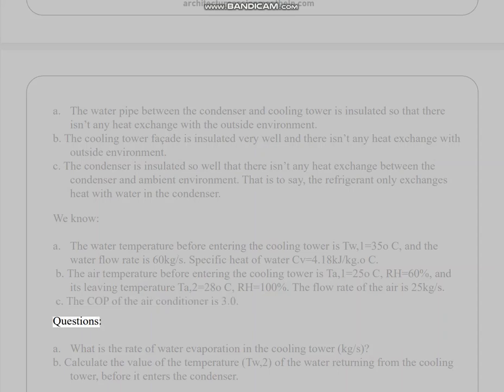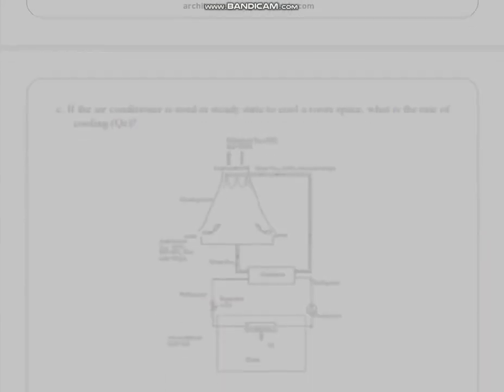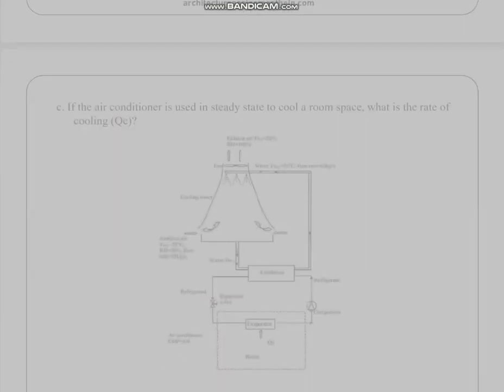Questions. A. What is the rate of water evaporation in the cooling tower, kg/s? B. Calculate the value of the temperature, Tw2, of the water returning from the cooling tower before it enters the condenser. C. If the air conditioner is used in steady state to cool a room space, what is the rate of cooling, QC?